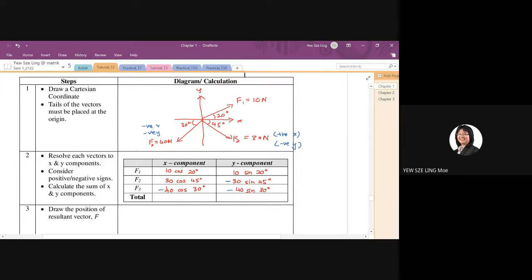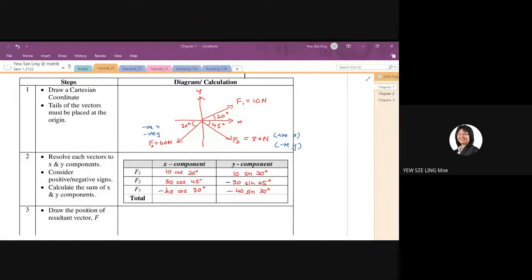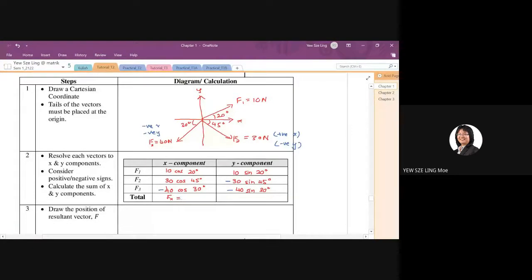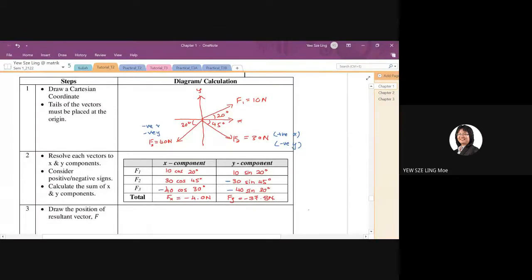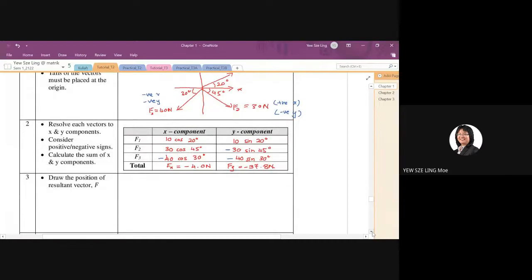So once you have all these values in your table, what are you going to do? You just use a calculator to calculate the final resultant. So your Fx, the resultant along the x component, is equal to negative 4.0 Newton, and Fy is negative 37.8 Newton. So this is a complete table. This table will give you full marks in your final exam. This table is a full marks table.